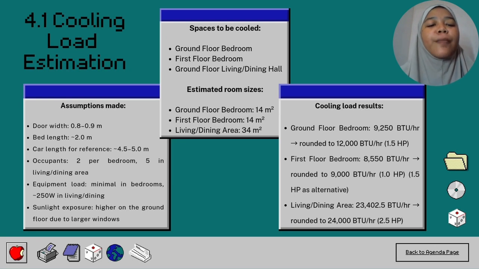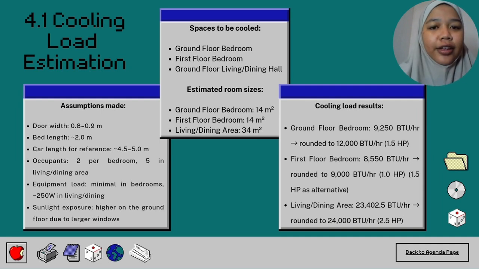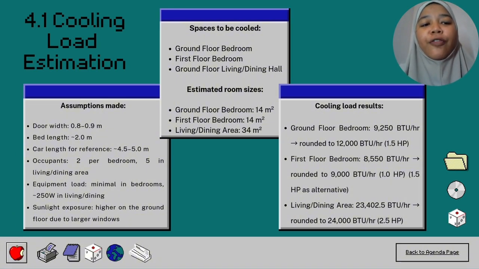The first floor bedroom is around 8,550 BTU, which is close to 1.0 horsepower. Lastly, the living and dining area requires about 23,400 BTU per hour, so we recommend a 2.5 horsepower unit.